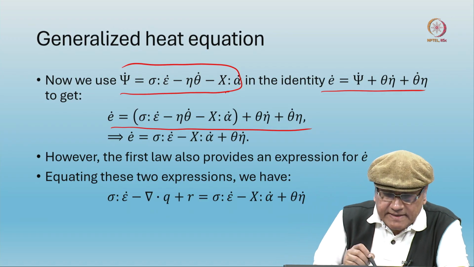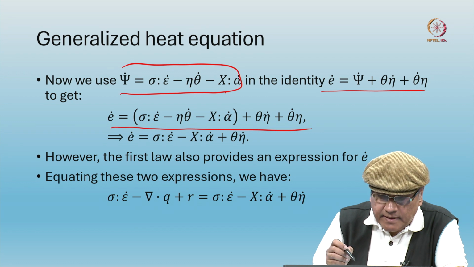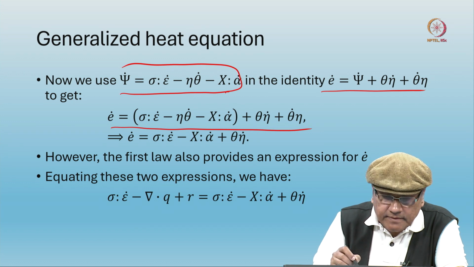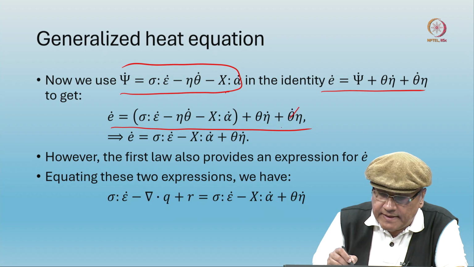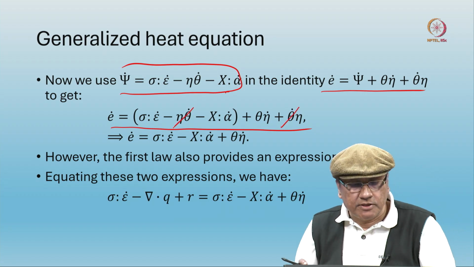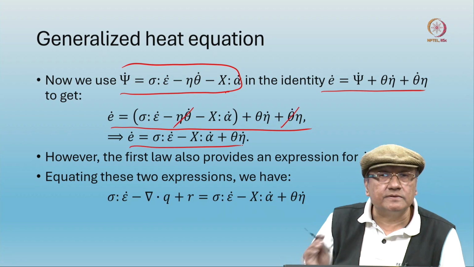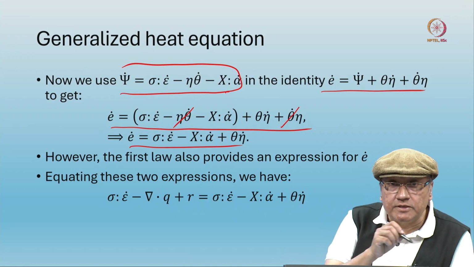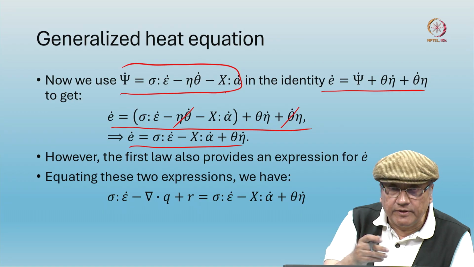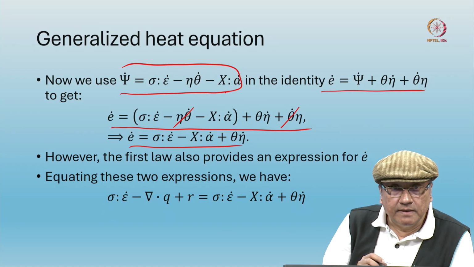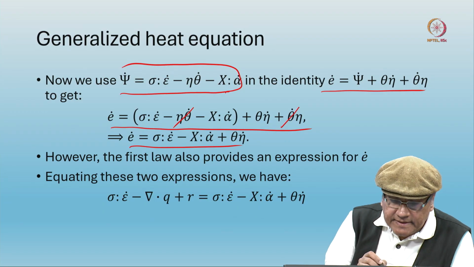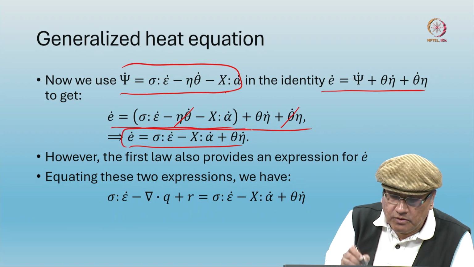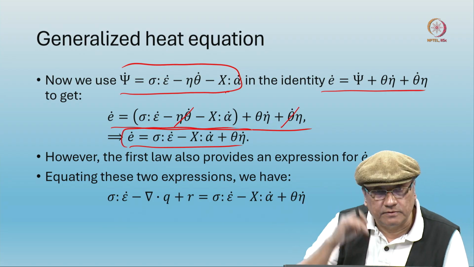Now, you see that certain terms will cancel. Only I think this term will cancel with this, correct. So you have the rest of the terms here. But from the first law we have an additional expression for E dot that we have already seen. So now you equate this form of E dot with the first law's form of E dot.